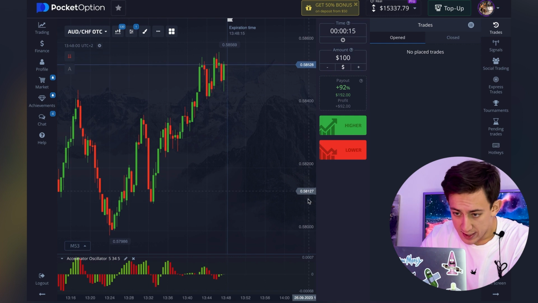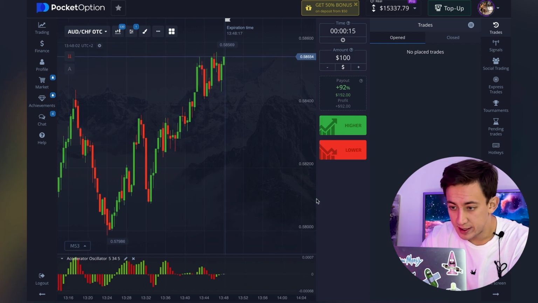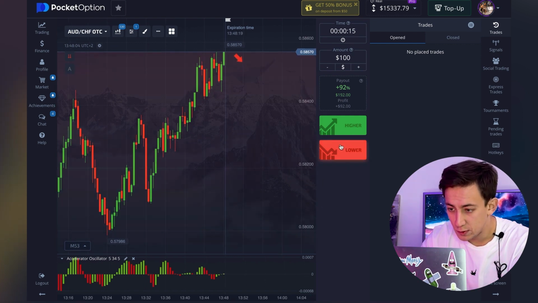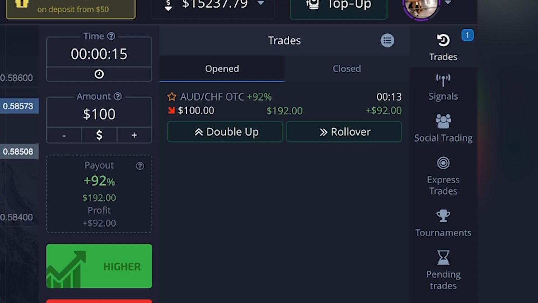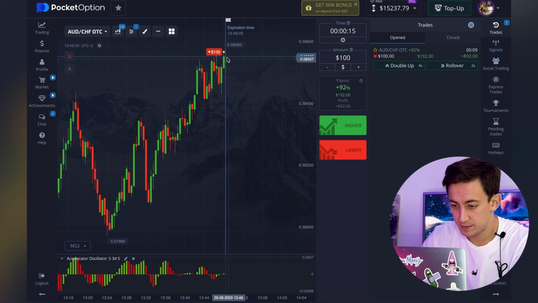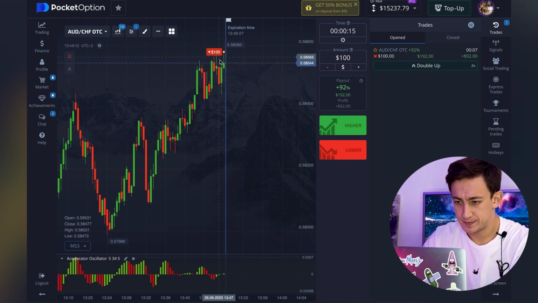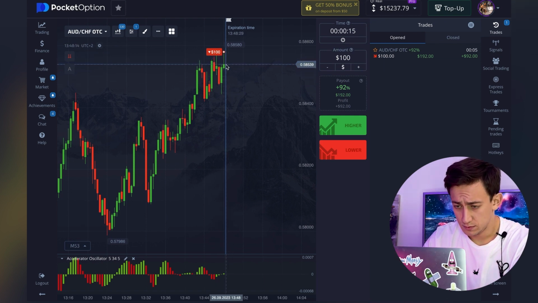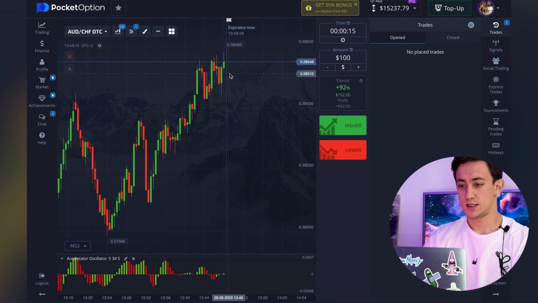I won't waste any time, the indicator is already giving us an entry signal, so I am entering a trade for $100. Let's wait for the profit. The profit is secured. It is good.